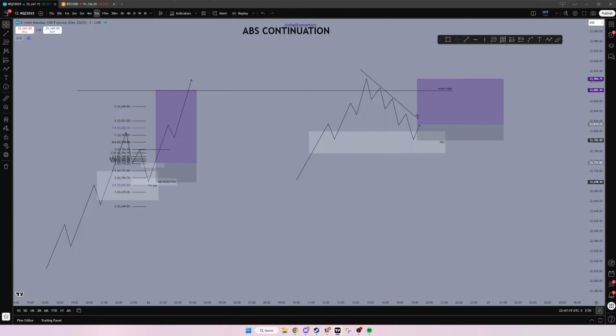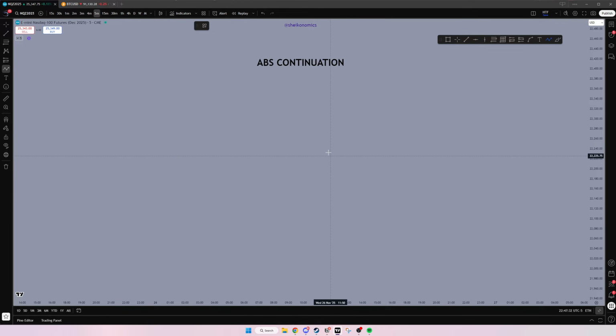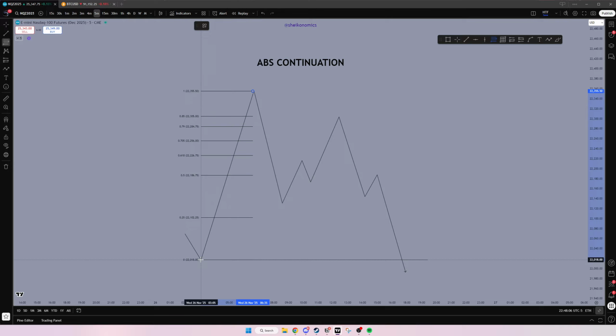So these right here are the two types of ABS continuation, and you can pair this with other confluences. So for example, you could use this with OTE. So for example, this would be an example of an ABS continuation with OTE. So let's say you have a high time frame range right here, and price is trading down towards drawing liquidity. So let's say that price is trading right here, and you think price is gonna reach this low right here.